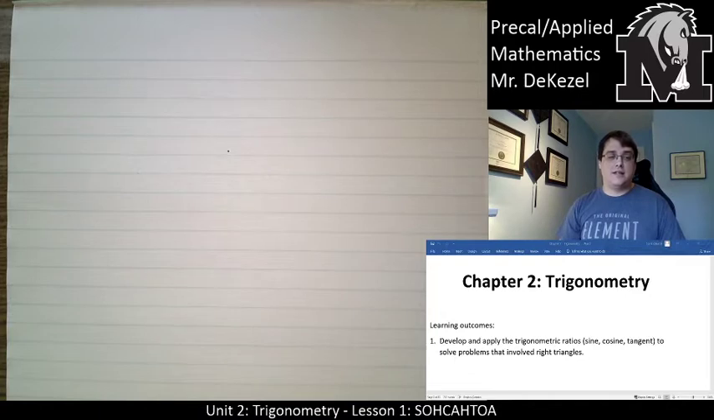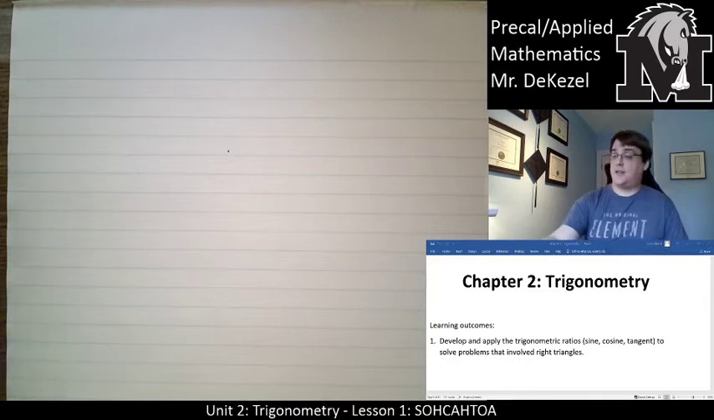This one is trigonometry. It is the second unit and it is all about Sohcahtoa, which I know that you are familiar with. So throughout this lesson, we are going to remind ourselves how to use those different ratios. And then in the next few lessons, we're going to get into some word problems, and then they will get more complicated using multiple triangles. So let's jump right into it.